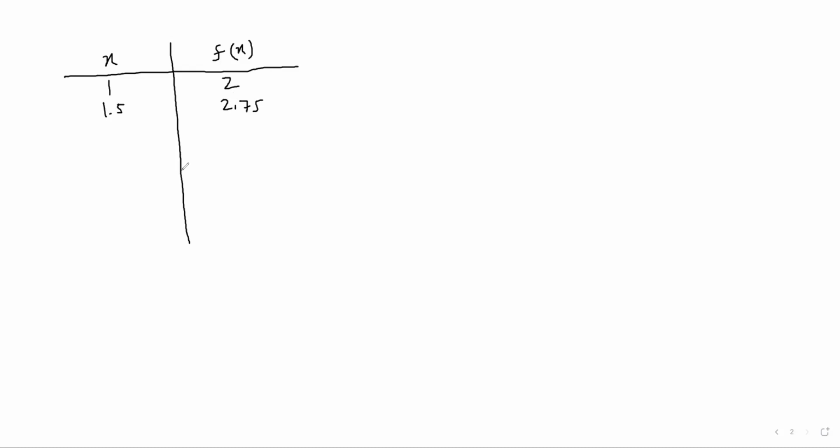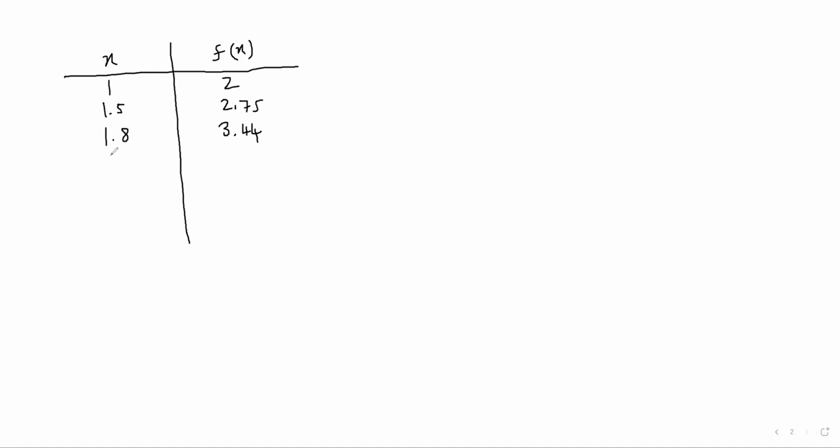We don't know yet what number we're approaching, so let's keep getting closer. Let's choose 1.8, which is even closer to 2. The corresponding value of the function for 1.8 is 3.44. We're getting closer to 2, but we're still not sure what the function is approaching, so we have to keep going.